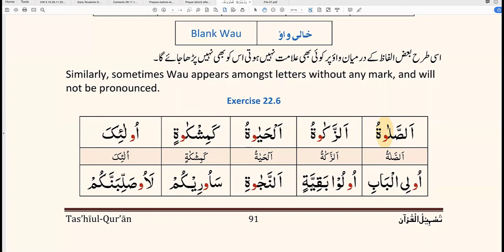Ulu baqiyatin. Ulu, baqiyatin. Mashallah, very nice pronunciation as well. Okay, well done. So we're going to move on.